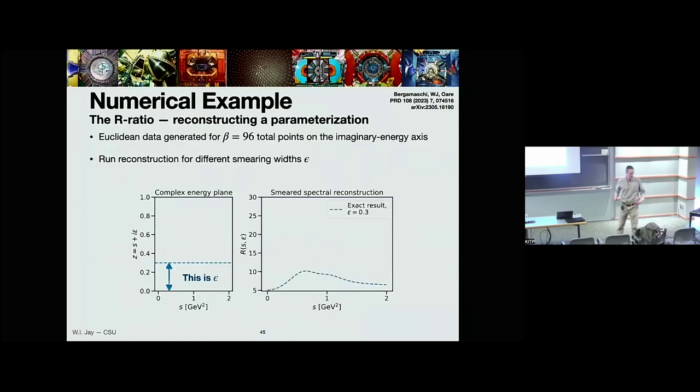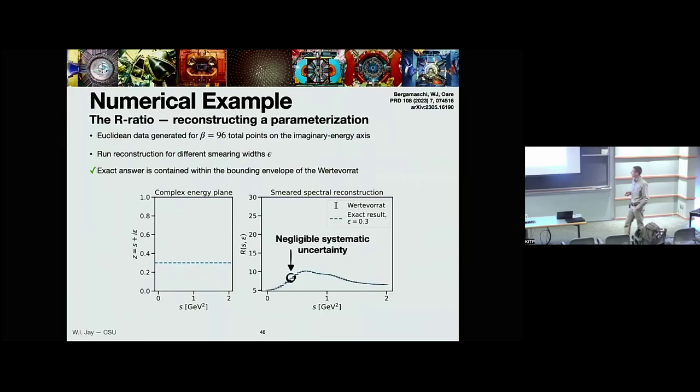Okay, so what I did is, using those explicit formulas, I generated exact data at beta equals 96, total imaginary points on the imaginary energy axis, and then we're going to do this spectral reconstruction using Nevanlinna-Pick interpolation for various smearing widths. Okay, so here's the complex energy plane, and we're going to interrogate what the smeared spectral function looks like at distance epsilon above, and if you do it, the spectral function looks something like that. So there's a hump, and then it kind of dies away. If you do the Nevanlinna-Pick interpolation, you find the black points, which are now coincident with those curves, and what you find is that there's actually negligible systematic uncertainty there.